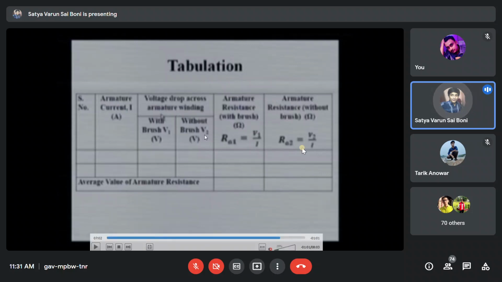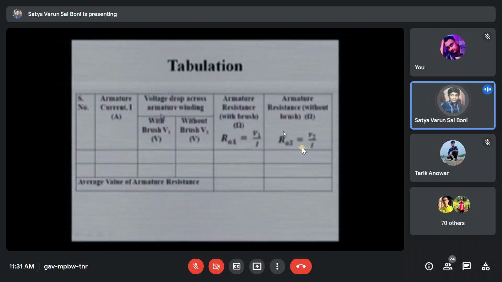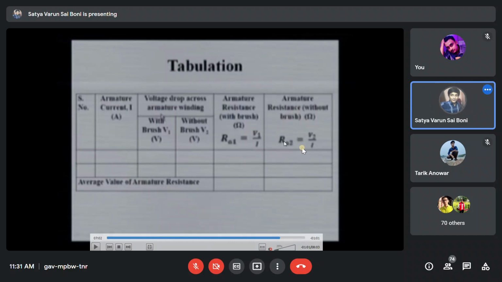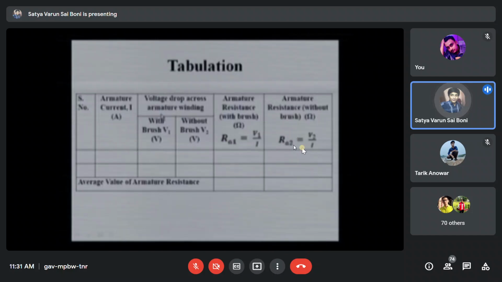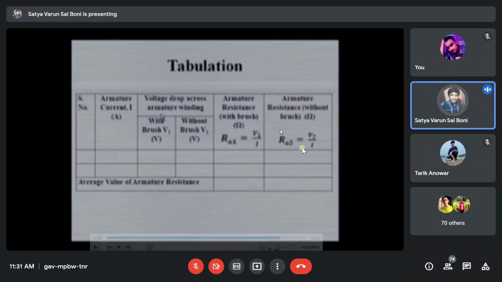And when you do it without brush, you get the armature resistance without brush. If you want to know the actual armature resistance, what should you do? It is Ra1 minus Ra2, which gives you the brush resistance. Only the armature resistance is this. But if you want to measure the brush resistance, you can do it like this: total armature resistance with brush minus armature resistance without the brush. It will give you how much drop the brush is actually causing. So this is the tabulation we are doing for the first experiment.